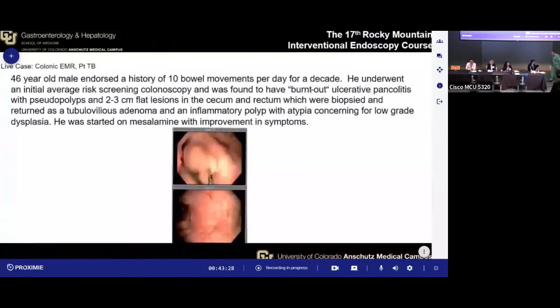So we'll be going to this case now. This is a 46-year-old male with a history of 10 bowel movements per day for a decade. He underwent an initial average risk screening colonoscopy and was found to have burnt out ulcerative pancolitis with pseudopolyps and a 2 to 3 centimeter flat lesion in the cecum and rectum, which were biopsied and came back as tubulovillous adenoma and an inflammatory polyp with atypia concerning for low-grade dysplasia. He was started on mesalamine with improvement in symptoms.